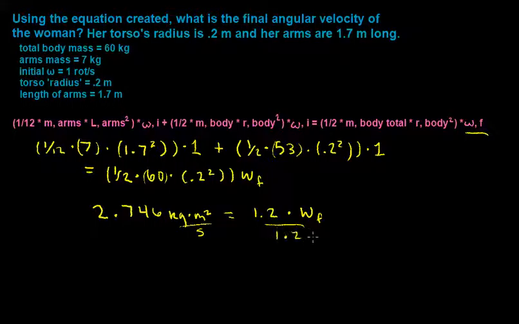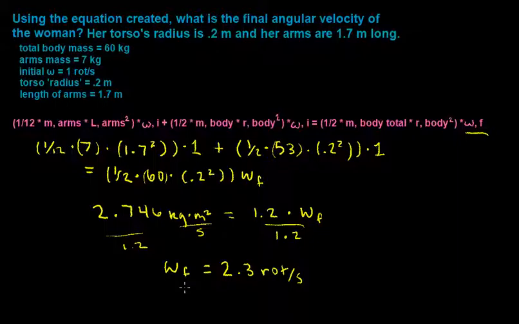So all we have to do is divide by 1.2 on both sides, and what we end up with for our final angular velocity is 2.3 rotations per second. So just the woman having her arms out, spinning around, she only had 1 rotation per second for her initial angular velocity. And the moment she brings them in fully close to her body, she gains 1.3 rotations per second. So that is quite a bit faster than she was before.